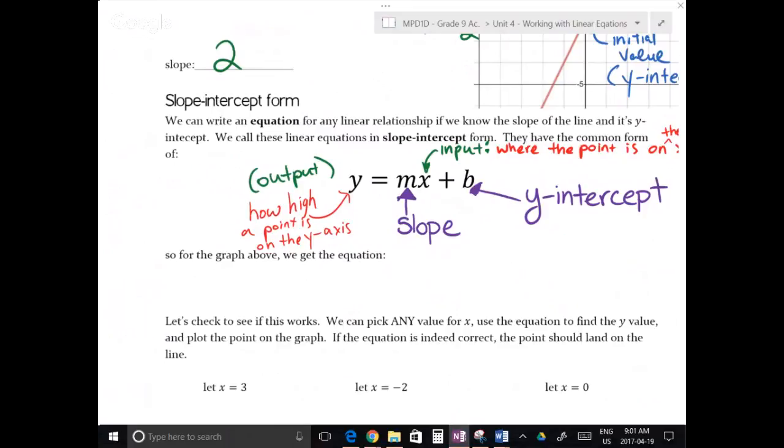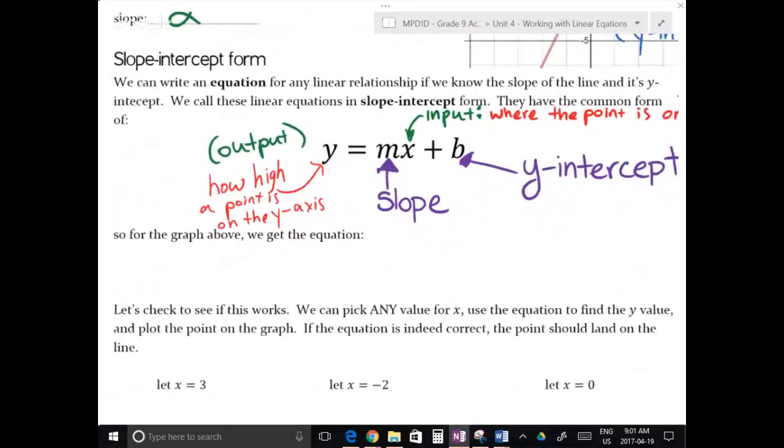Anyway, for whatever reason, they have chosen the letter M to define the slope and B to define the y-intercept. But what it means is this. You can make an equation for any line if you know its slope and you know its y-intercept. Now look at me. When you make the equation, the y is not going to be a number. It will just be y. The x will not be a number. It will just be x. Those are variables. But the m is going to be a number.